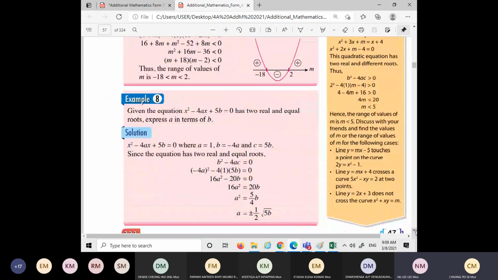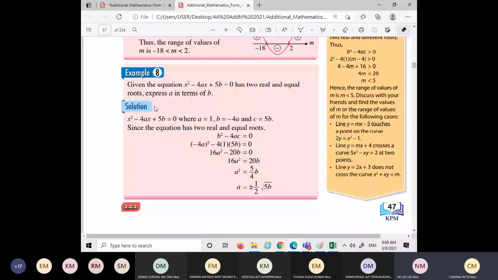We look at example 8. Express A in terms of B means they are asking what is the relation between the A and the B. So this one we call derive a relation. So now we start. Given that the equation x squared minus 4ax plus bx equals 0 has two real and equal roots.